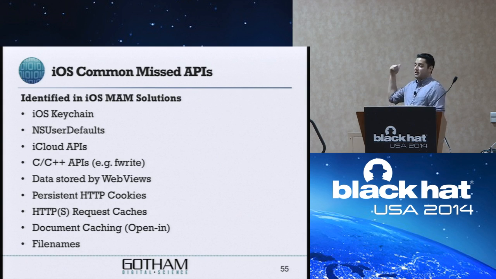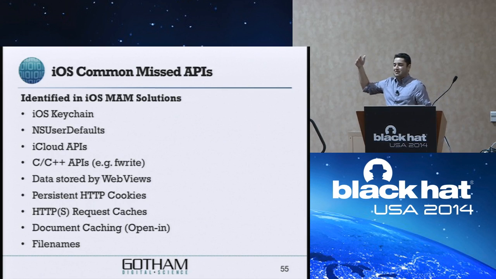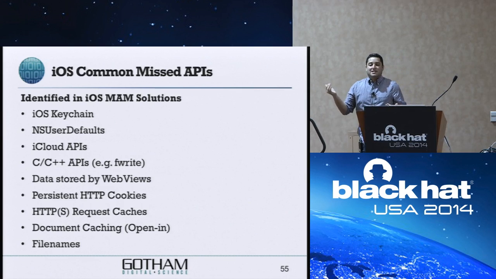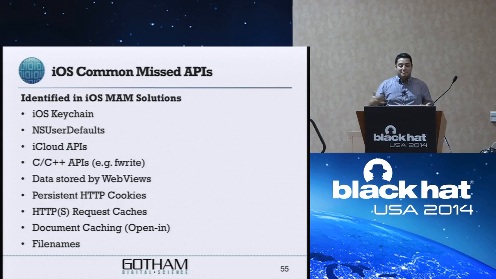Web views, you've got HTML5, SQLite data, local storage, all that stuff. It might be common that they didn't take those into consideration. Persistent HTTP cookies: you're creating an NSURLRequest, and then suddenly a persistent cookie gets set by your main organization's SSO service. That persistent cookie, which is like the keys to the kingdom, could be stored in plain text.